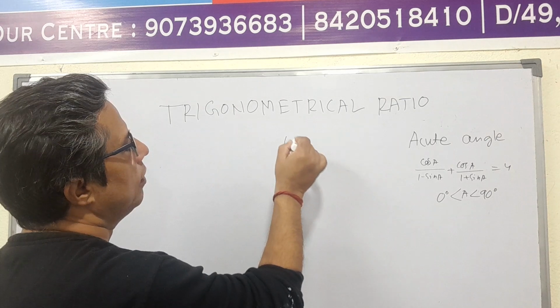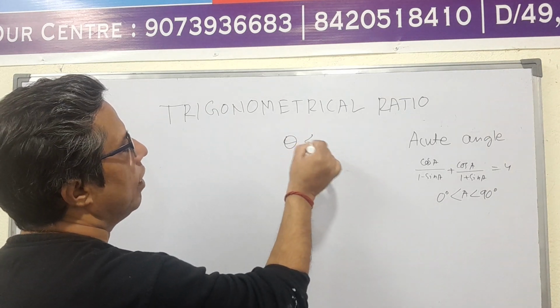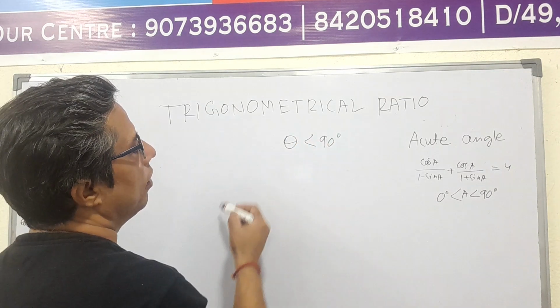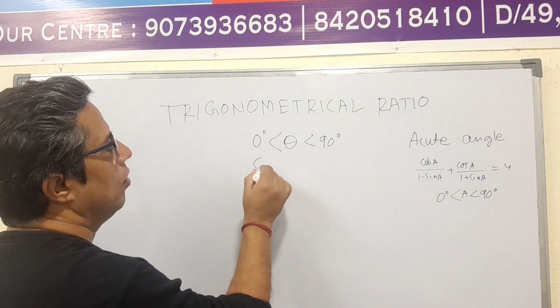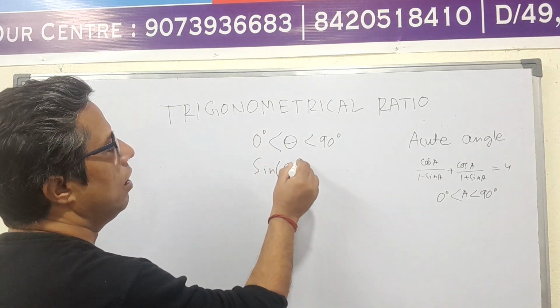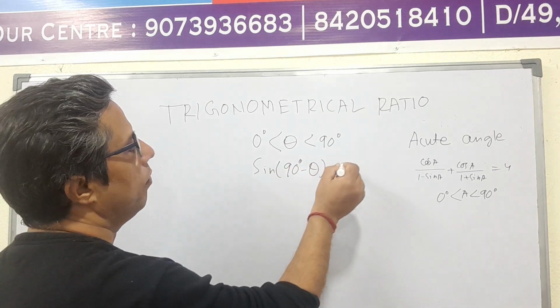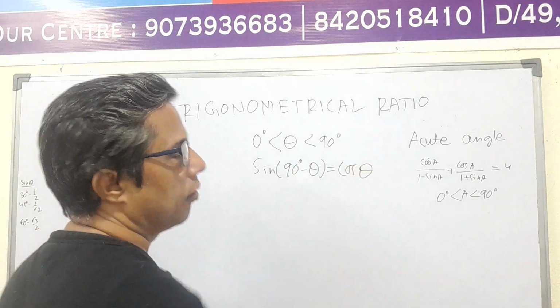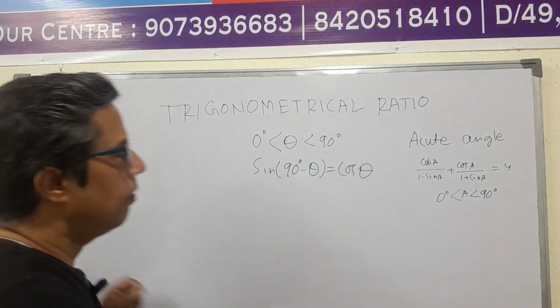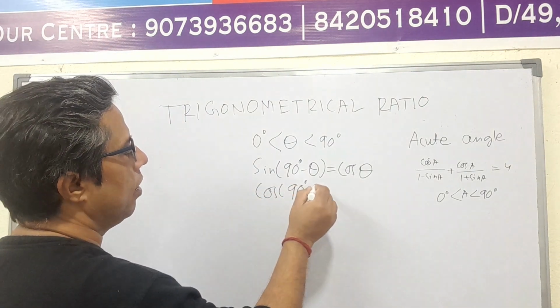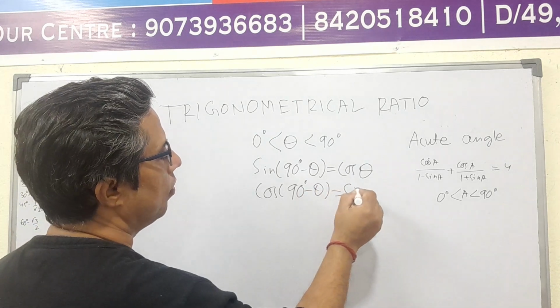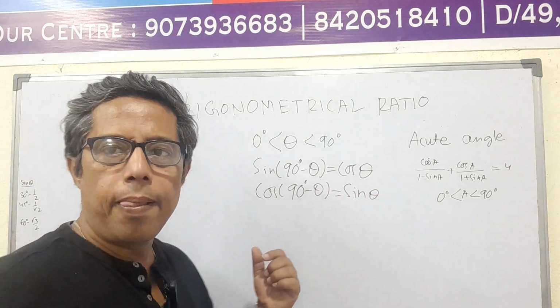So first I will show you the complementary relations. Let's say theta is an acute angle, less than 90 degrees and greater than 0 degrees. So sine of 90 degrees plus theta will be cos theta. Similarly, cos of 90 degrees minus theta will be equal to sin theta.